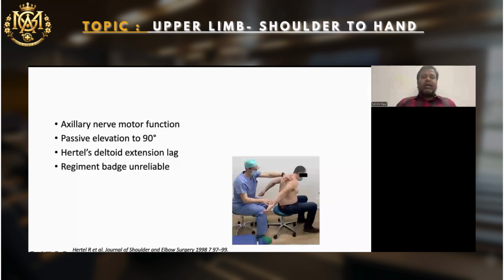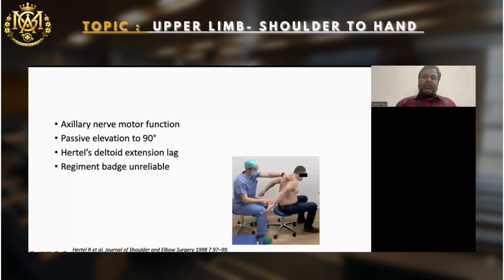But your axillary nerve comes out from the brachial plexus, and it divides into an anterior branch and a posterior branch, right? The anterior branch is what causes your abduction and your forward flexion to a certain extent. If you look only at that and you're not examining the posterior side of the deltoid, you miss Hertel's deltoid extension lag test, in which the examiner sits behind the patient, and the patient's arm is in internal rotation and extension, and they are asked to maintain this.